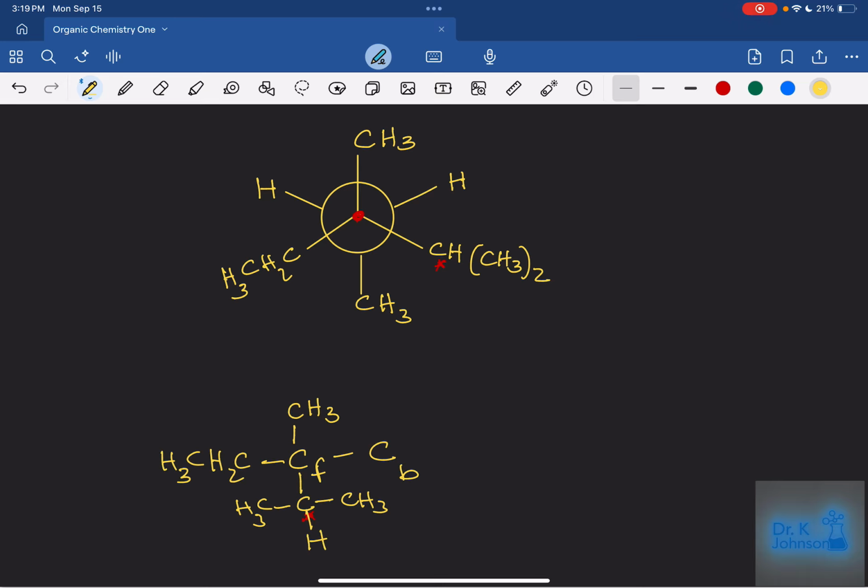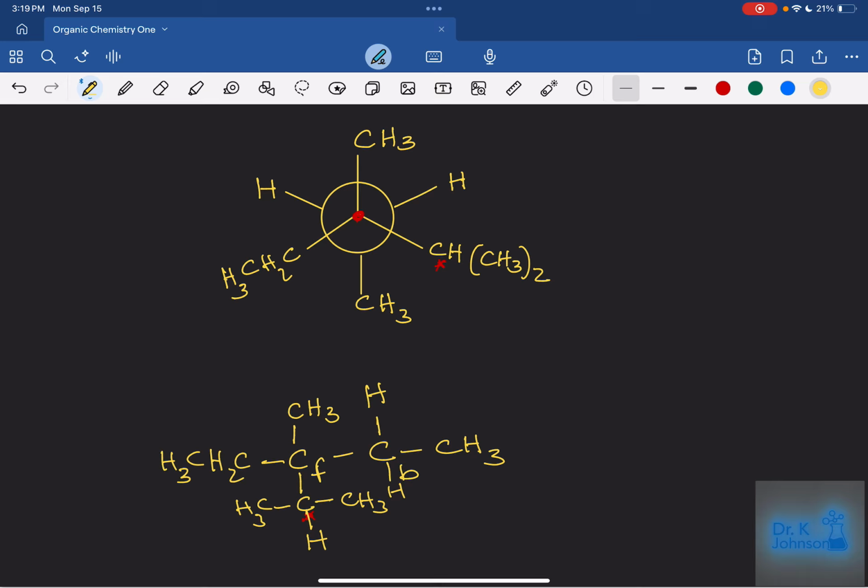Let's go to the back carbon. My back carbon is the big circle. You have a hydrogen bonded to it, another hydrogen bonded to it. Here's the circle, which is the back carbon. As you can see, this is bonded to the circle, this is bonded to the circle, this is bonded to the circle. So we have two hydrogens and a CH3. Let's put that onto our back carbon. Hydrogen, hydrogen, CH3.